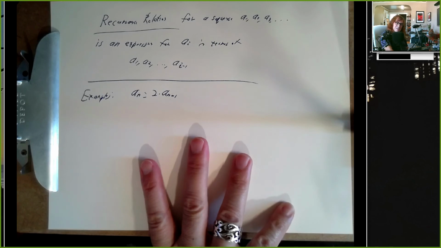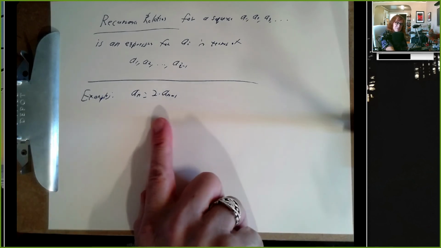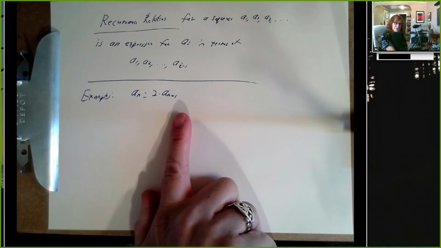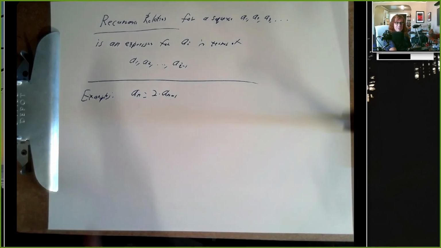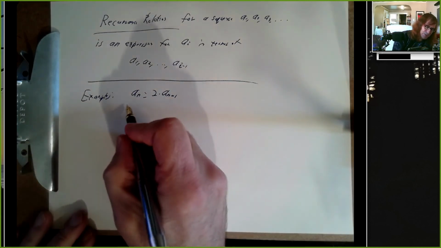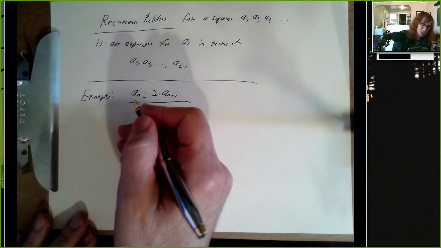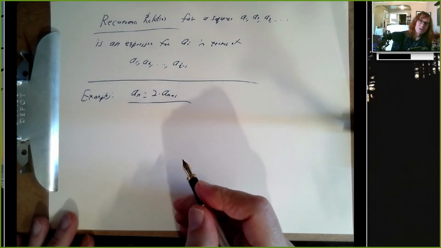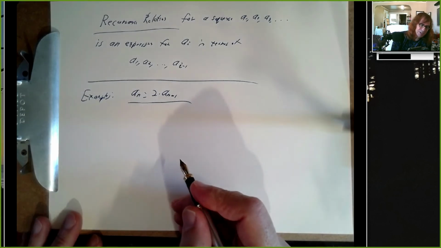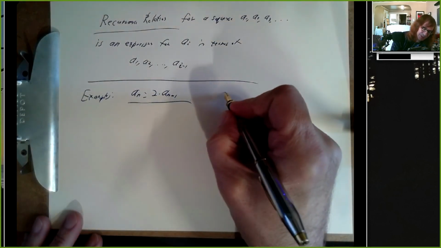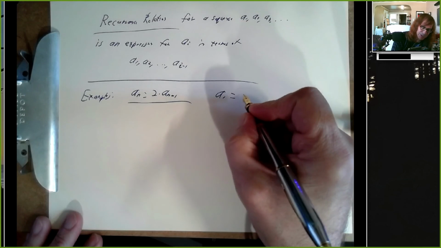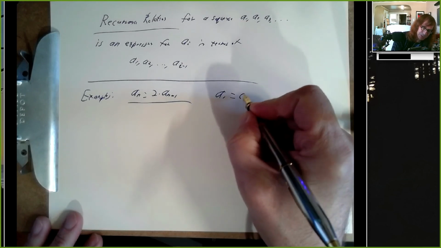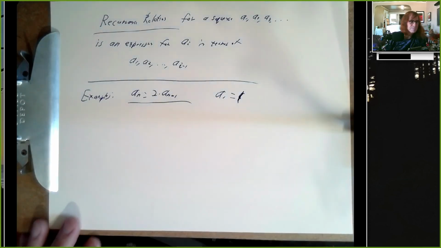If I try to find a1, assuming that's the first term, that would be 2 times a0. Well, if the first term of the sequence is a1, what does a0 even mean? So this is not always well defined, because in particular, if n is 1, this is meaningless. I don't have an a0. So I need an initial condition where I say a1 is equal to, let's just say, 1.